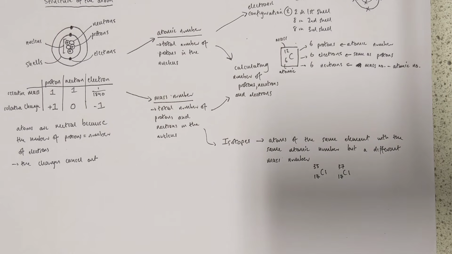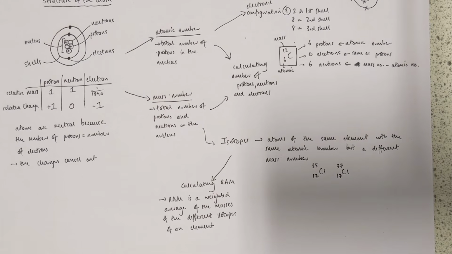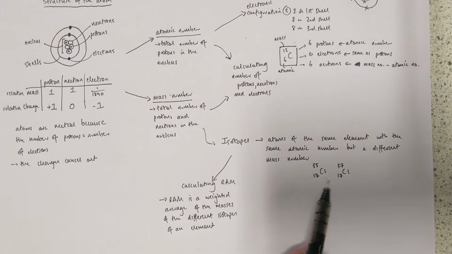But what we do have to do with these 2 mass numbers of these 2 different types is maybe work out an average mass, so we know what to put down in the periodic table. So what that's known as is calculating the relative atomic mass. What we mean by relative atomic mass is it's a weighted average of the masses of the different isotopes of an element. So basically we're trying to work out an average mass for these 2 different isotopes here.